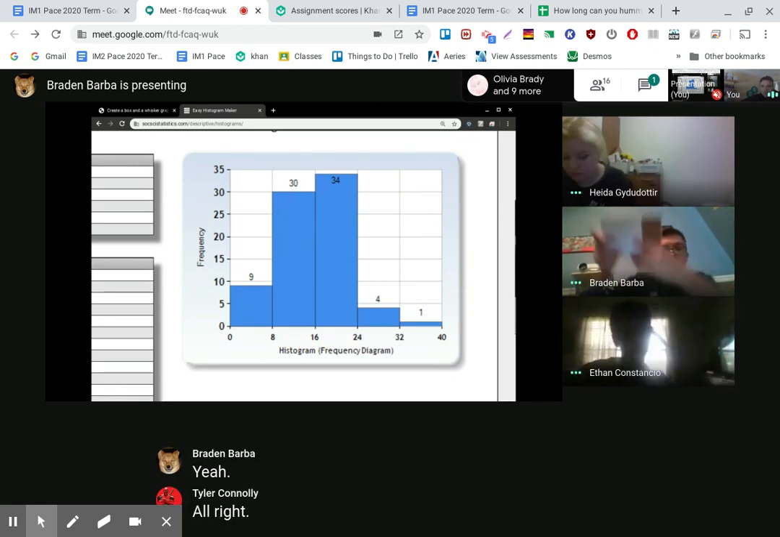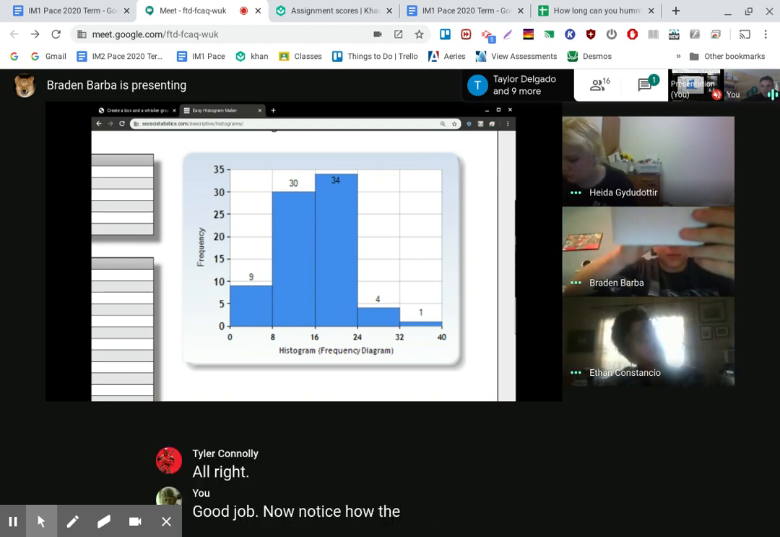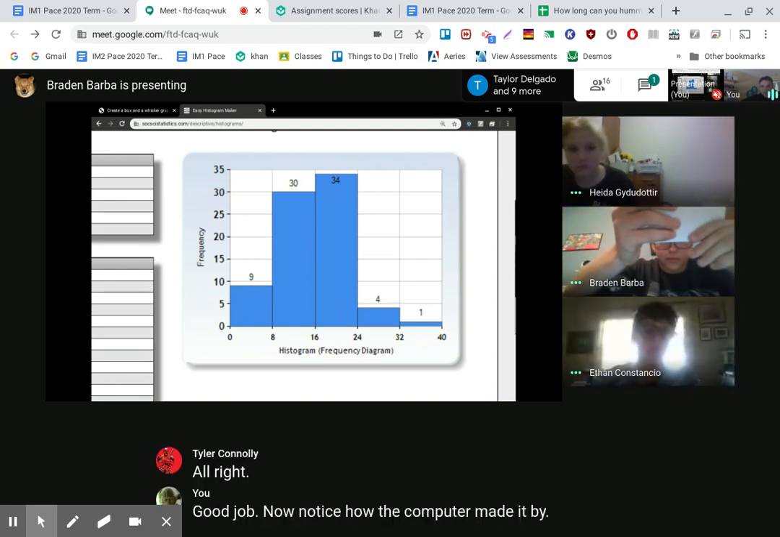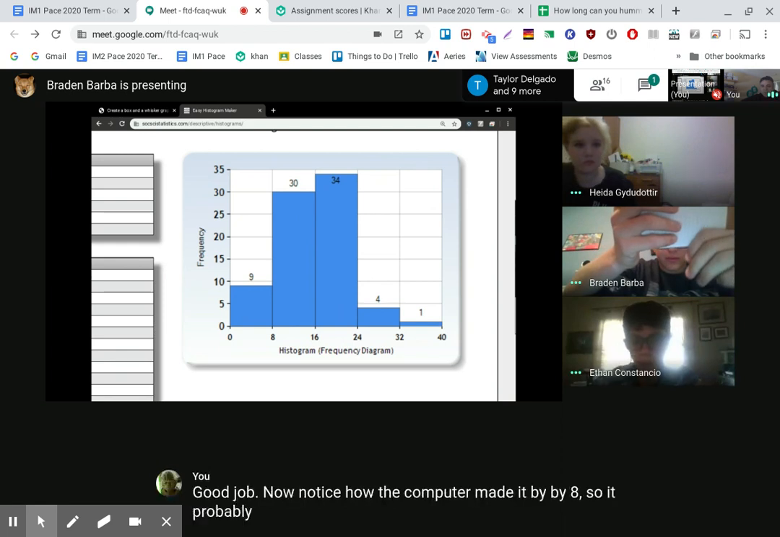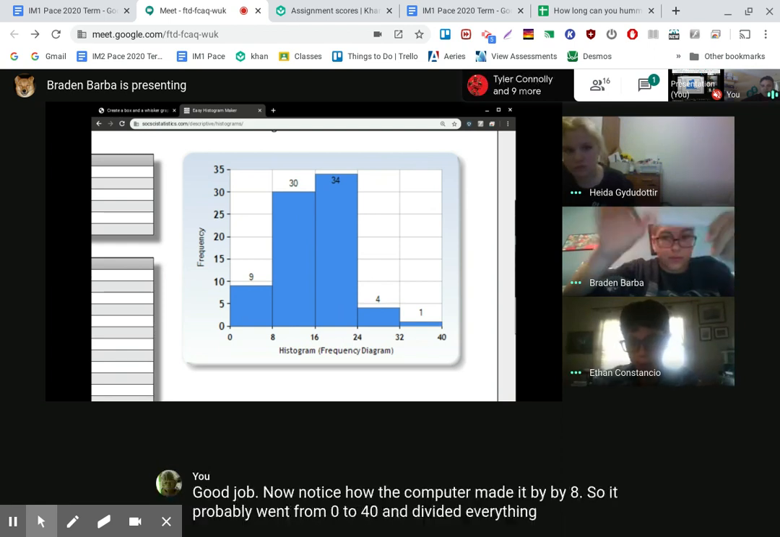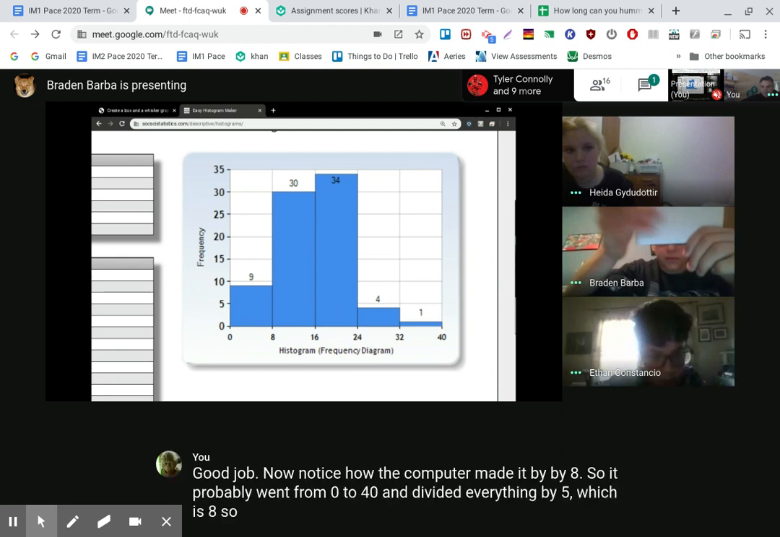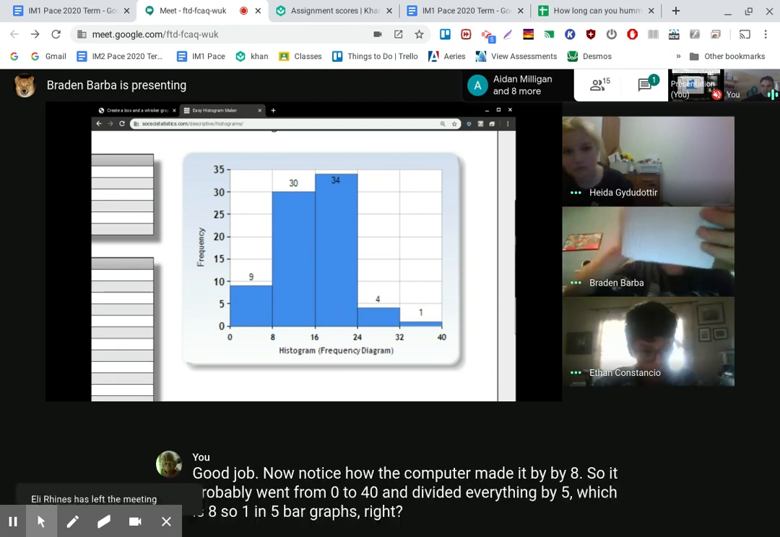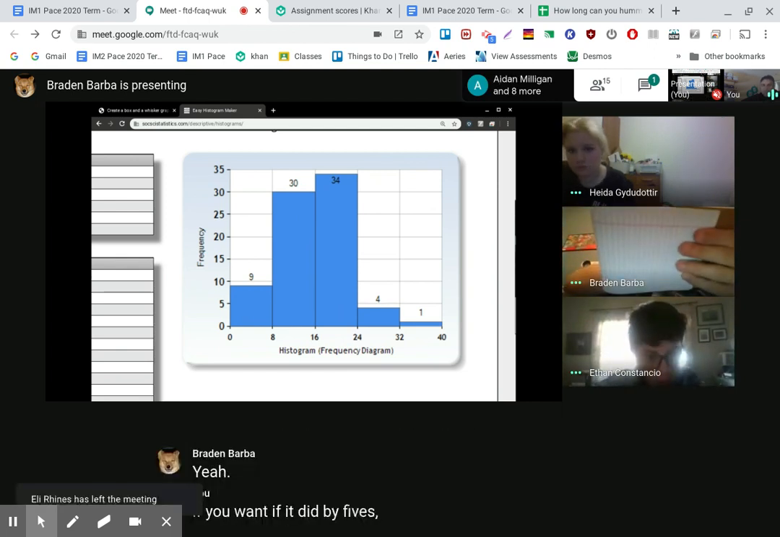Good job. And now notice how the computer made it by eights. So it probably went from 0 to 40 and divided everything by 5, which is 8. So it wanted 5 bar graphs, right? Yeah. If it did it by 5s, it would have gotten 7 bar graphs.